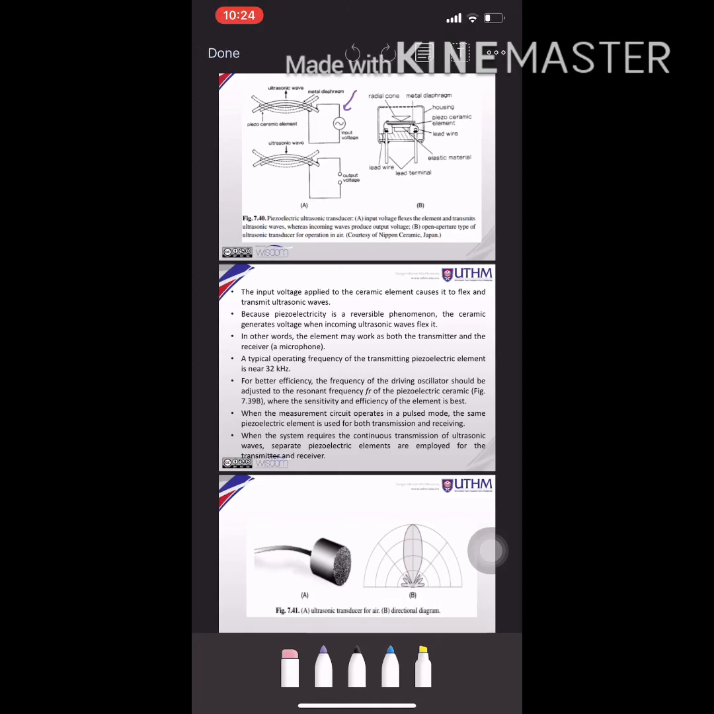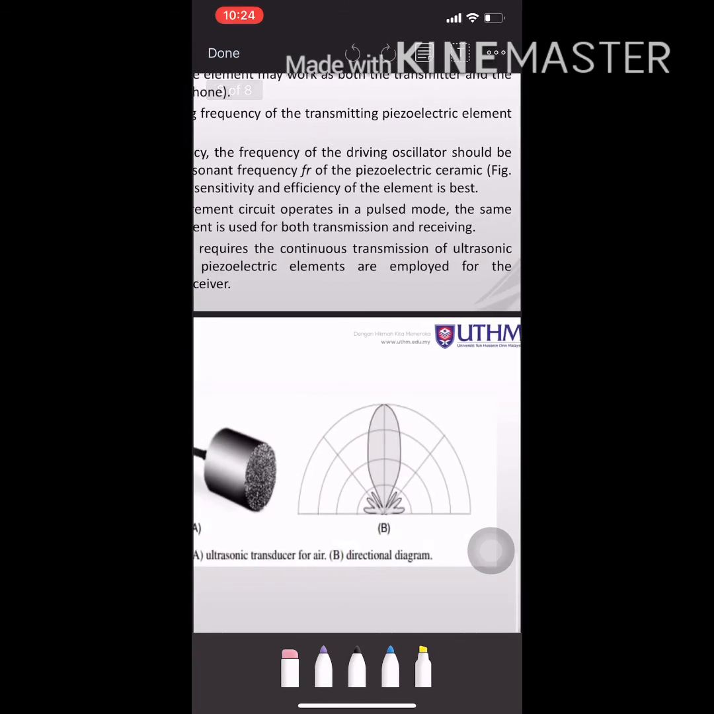If you look at the second figure, the directional sensitivity diagram is important for a particular application. If the directionality is narrower in the diagram, it means that the sensor is a very sensitive transducer. So this is the directional sensitivity diagram of this sensor.